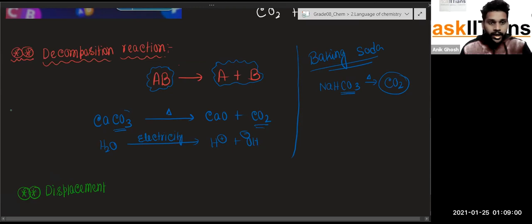Like AgBr, silver bromide. If you just keep it under the sun, so I'm just drawing the sun over here, it would get broken into Ag and Br2. You don't need to remember this, but it's up to you. This is additional knowledge for you. We call it photo decomposition. Decomposition can also occur if there is some sound around you. Even decomposition by sound is there. We will learn about it in class 10.